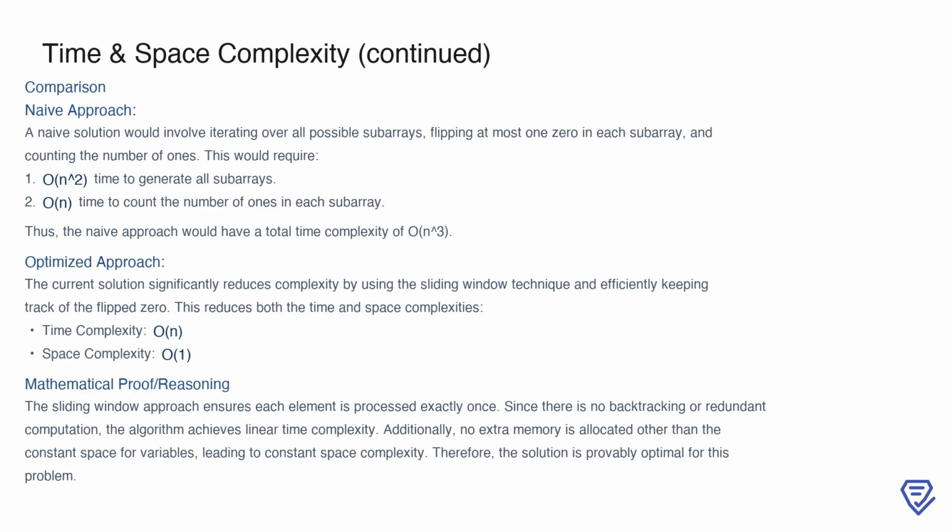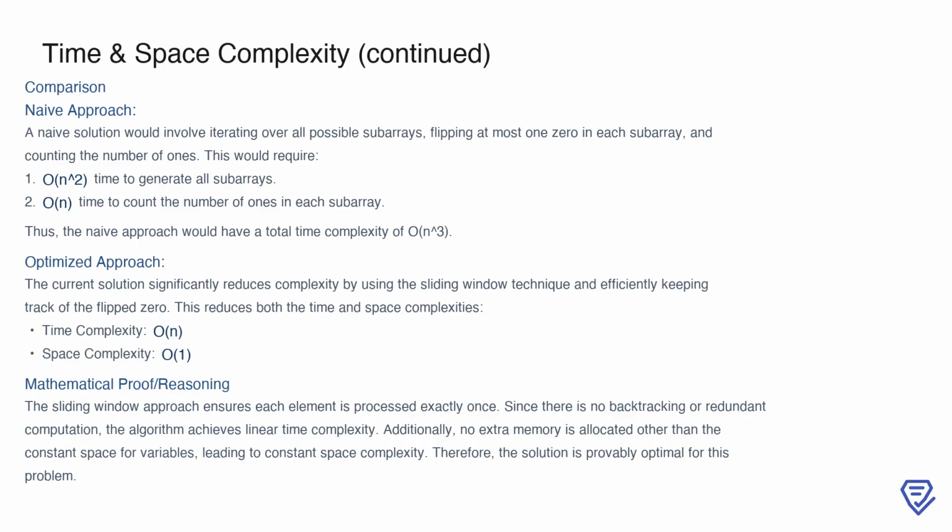Let's compare this solution to a naive approach. A straightforward but inefficient method would involve iterating over all possible subarrays, flipping at most one 0 in each subarray, and counting the number of ones. Generating all subarrays would take O(n²) time, and counting ones for each subarray would take O(n). This results in a total time complexity of O(n³). In contrast, our optimized solution uses the sliding window technique to track the flipped 0 efficiently, significantly reducing the time complexity to O(n). Additionally, while the naive approach does not optimize space usage, our solution requires only constant space, or O(1), for the three variables.